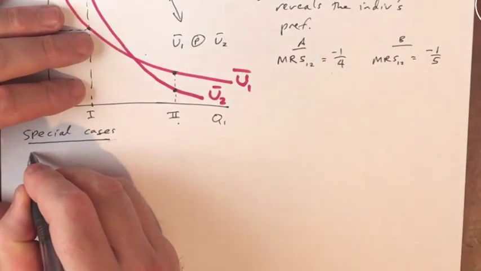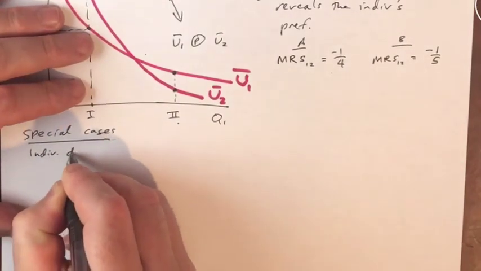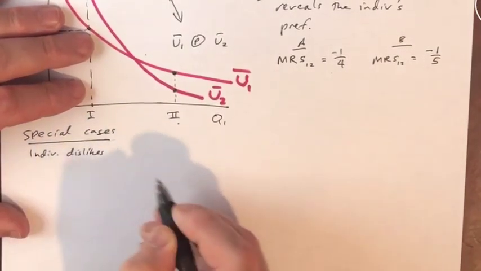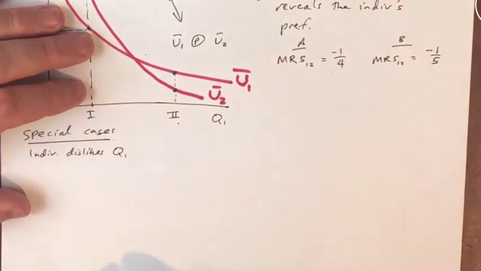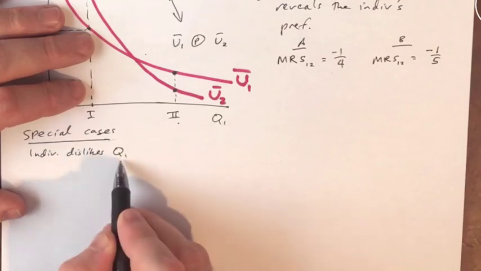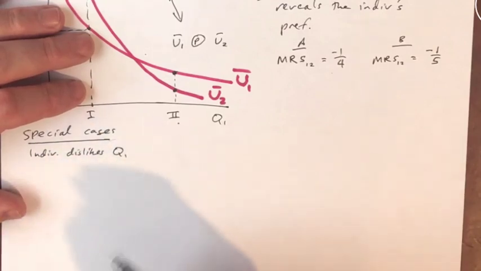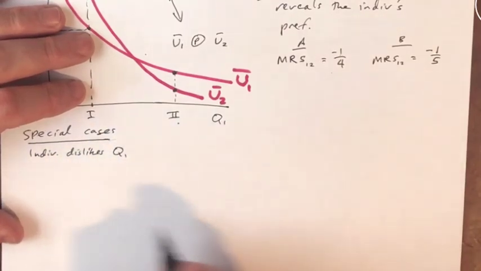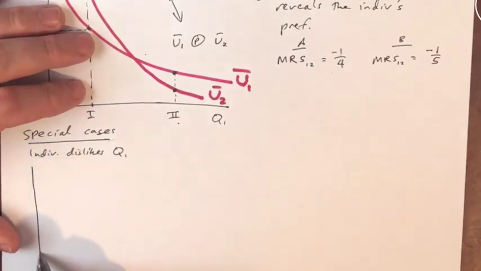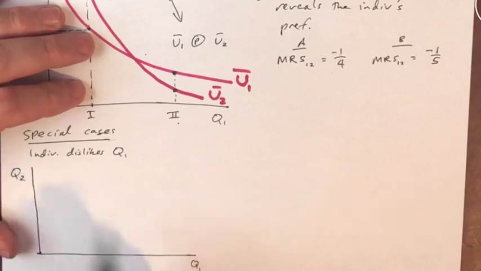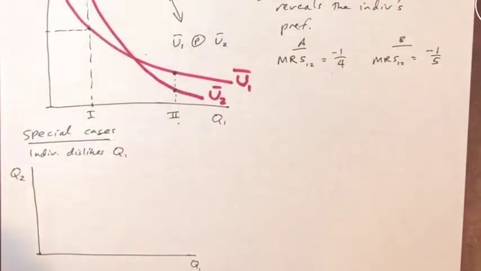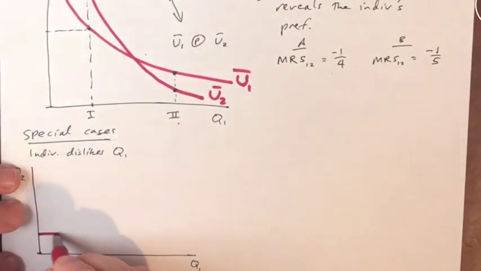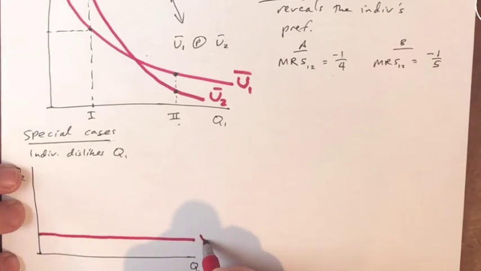But if the individual dislikes one of the goods, all right? Let's say that they dislike good 1. So having more of good 1 in that situation does not add anything to that individual's level of utility, right? So they dislike good 1. Then this would be what the indifference curve would look like. Okay, a special case, all right?